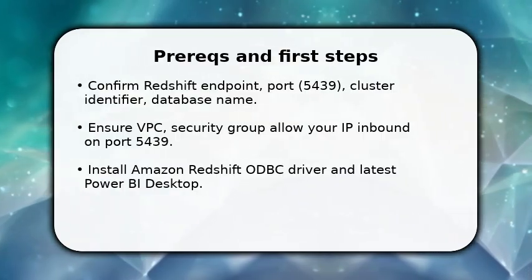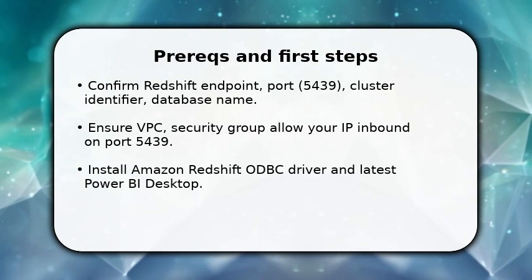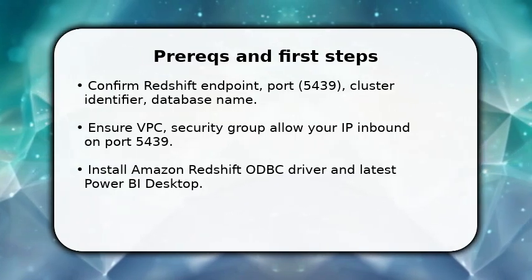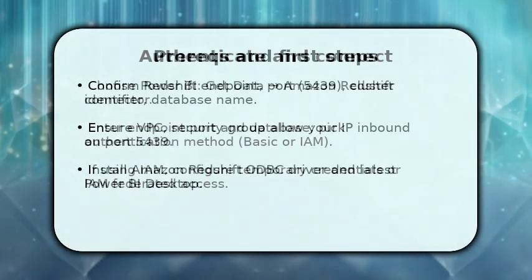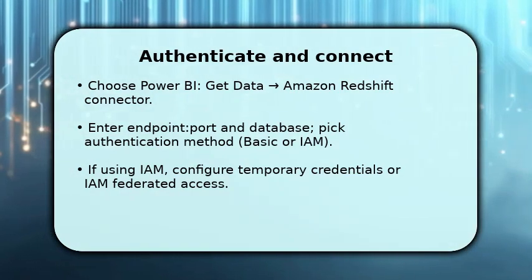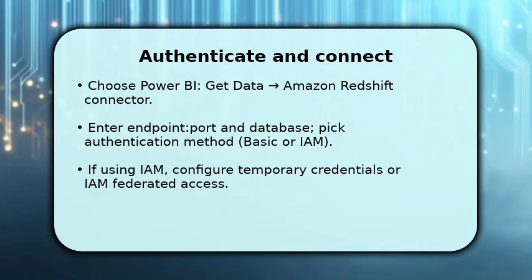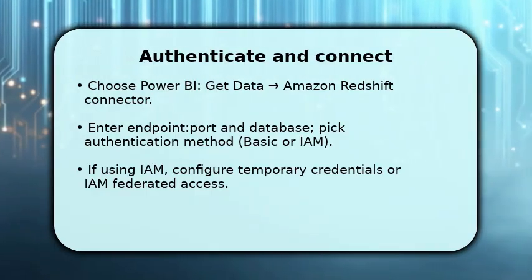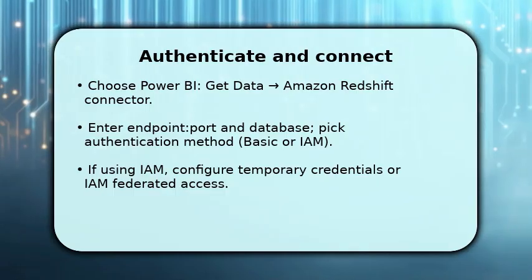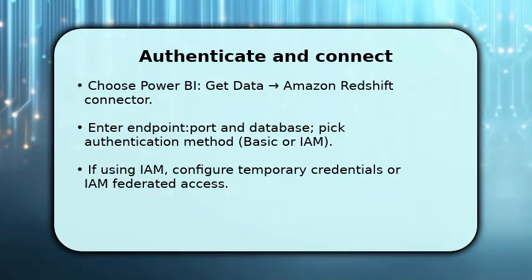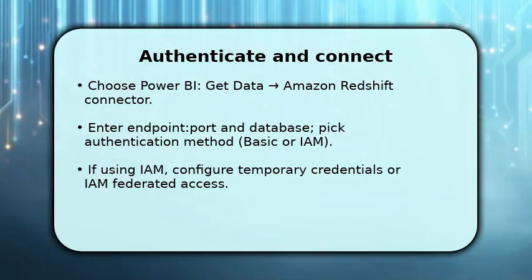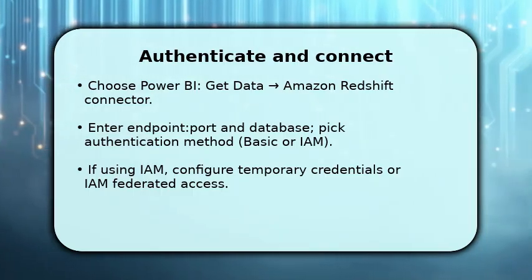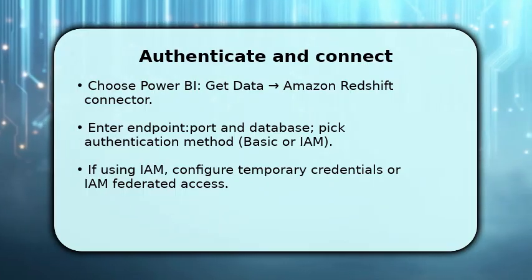These are required. Then launch Power BI Desktop and choose the Amazon Redshift connector to begin connecting. You'll now create the actual connection inside Power BI. Select Get Data, pick Amazon Redshift, and paste endpoint, port, and database. Next, choose Authentication. Use database username/password for simplicity or IAM for temporary, auditable access.